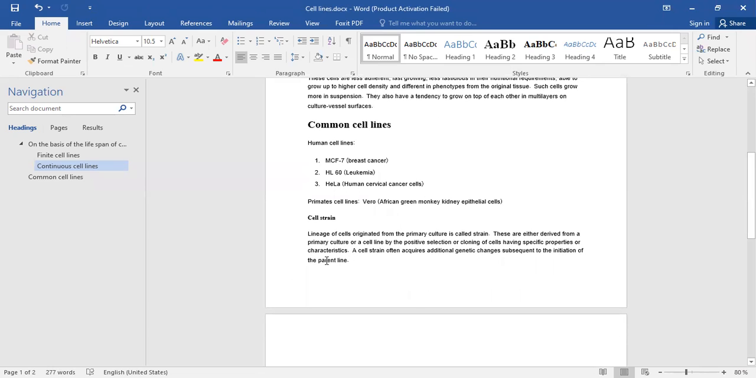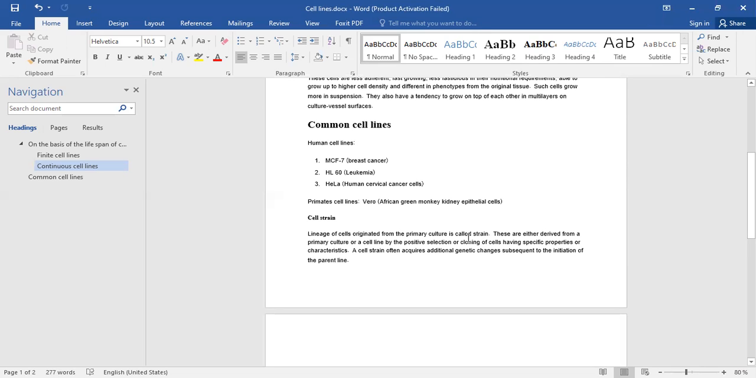What is the cell strain? That is also a term. A lineage of cells originating from the primary culture is called a strain, a cell strain. So the lineages of the cells which originate from the primary cell culture are known as strains, and these are derived from a primary culture or a cell line by positive selection or cloning of the cells having specific properties.